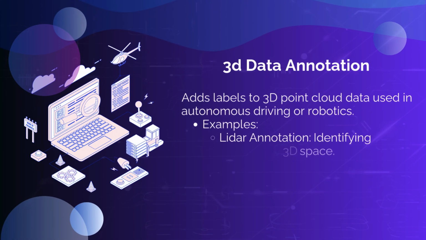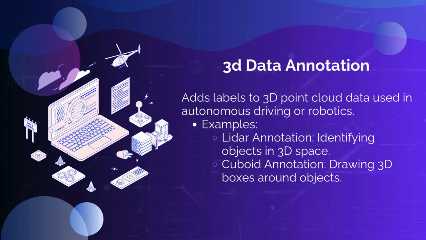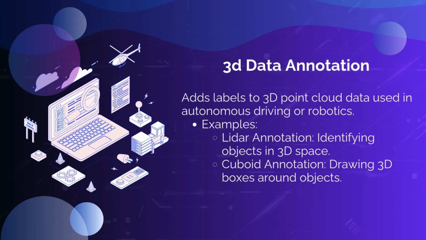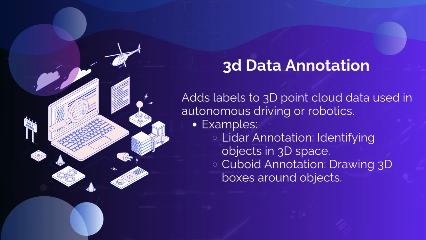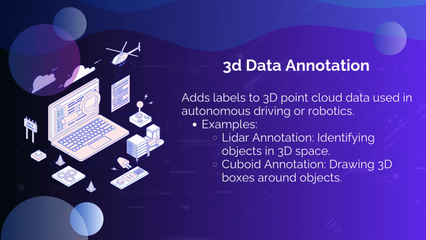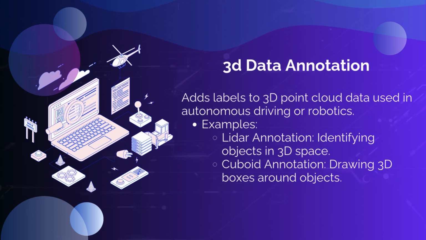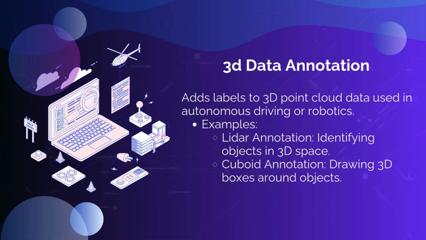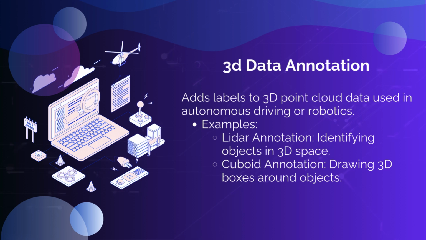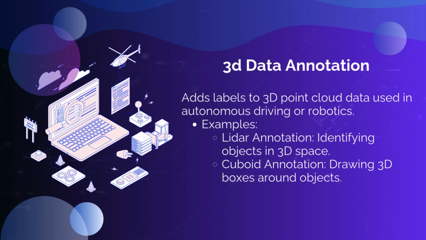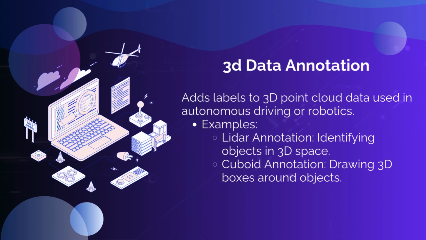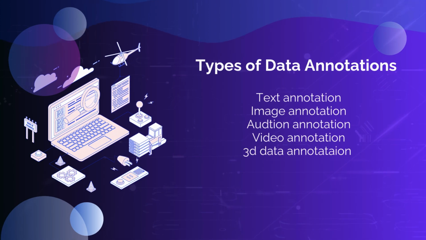Finally, we have 3D data annotation, where we label 3D point cloud data, often used in robotics or autonomous vehicles. For instance, LiDAR annotation, identifying objects in 3D spaces. Or cuboid annotation, drawing 3D boxes around objects to understand their position and dimensions. So, there you have it, the 5 main types of data annotation. Each plays a vital role in training machine learning models to be smarter and more efficient.